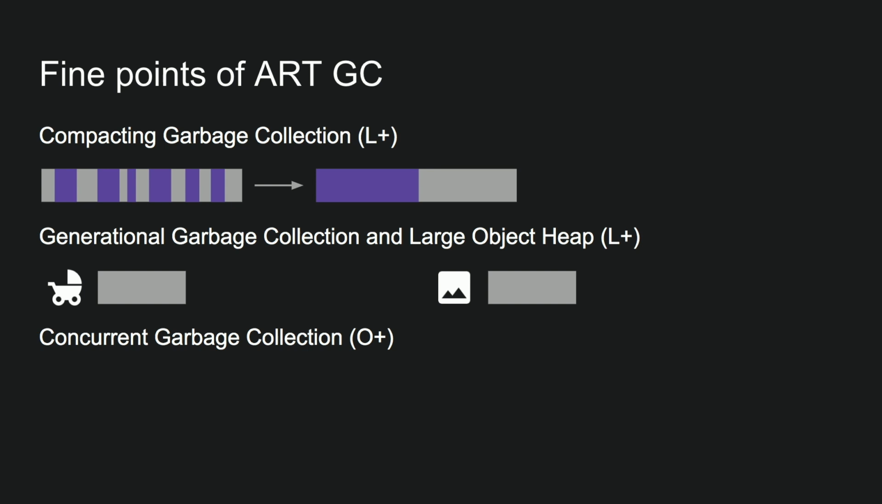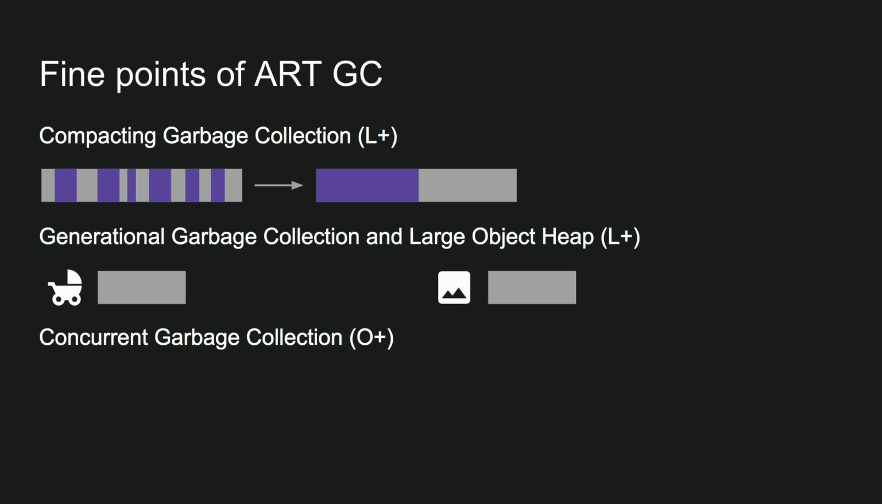Also, as of Android L, we have generational garbage collection and a large object heap. So we've separated out some particular spaces of the heap for particular types of allocations. For generational garbage collection, we theorize, and I'm sure it's been proven, that objects that we create in the short term are likely to be collected in the short term.